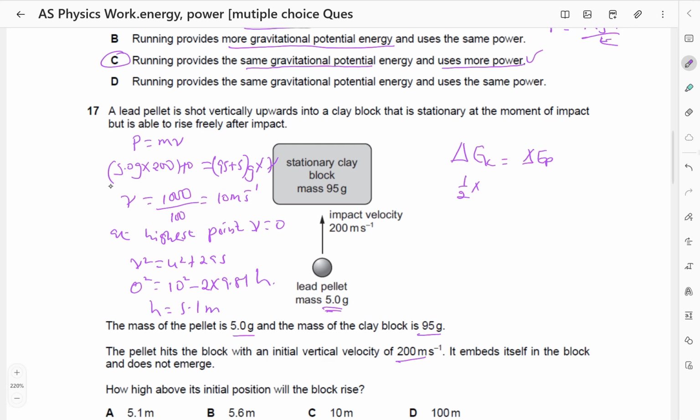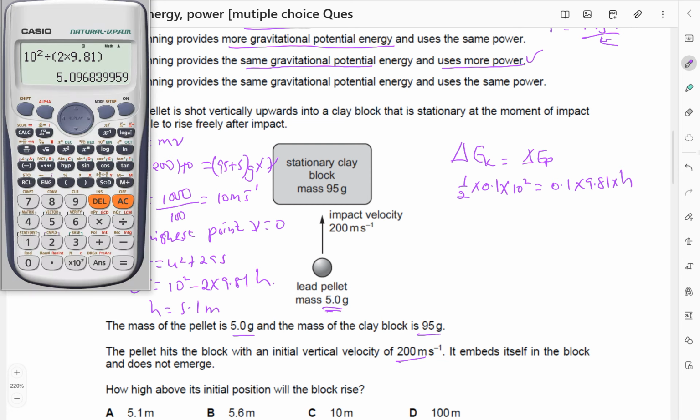So I can also use conservation of energy. The change in kinetic energy on impact is going to be a half times the total mass, which is 100 grams, that is 0.1, times the speed on impact, 10 squared. This should be equal to mgh. And the mass is 0.1, g is 9.81, then times h, which I want to find.